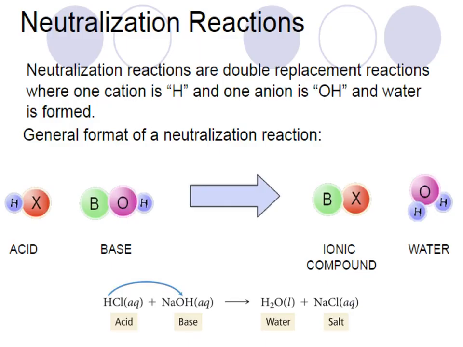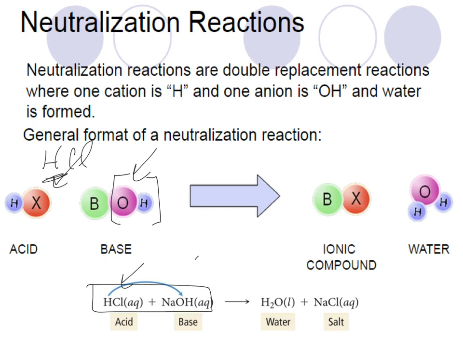So just a reminder, you need to be able to identify what an acid is and what a base is. An acid will start with hydrogen, and a base will tend, most of the time, to have an OH group on it. So if you have an acid and a base, let's say hydrochloric acid and sodium hydroxide, it's actually a type of double replacement reaction. Acid-base reactions are a type of double replacement reaction.